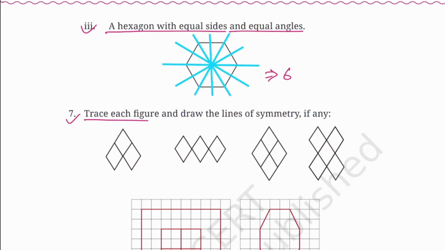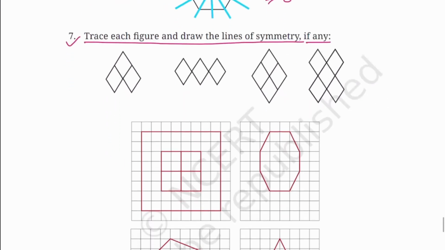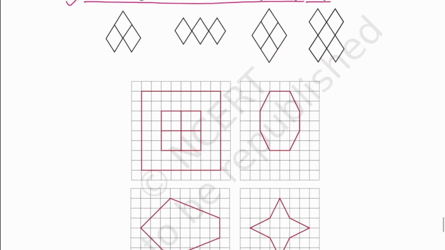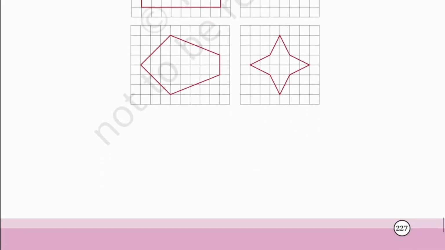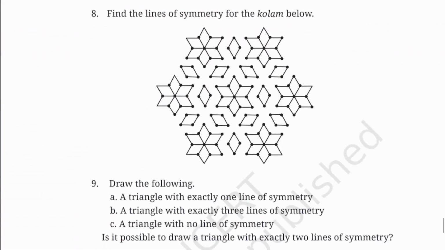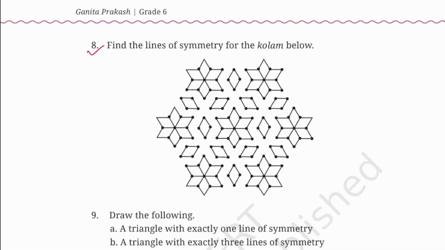7. Trace each figure and draw the lines of symmetry if any. Similarly, you can draw lines of symmetry in these figures. 8. Find the lines of symmetry for the column below. You can try doing it.